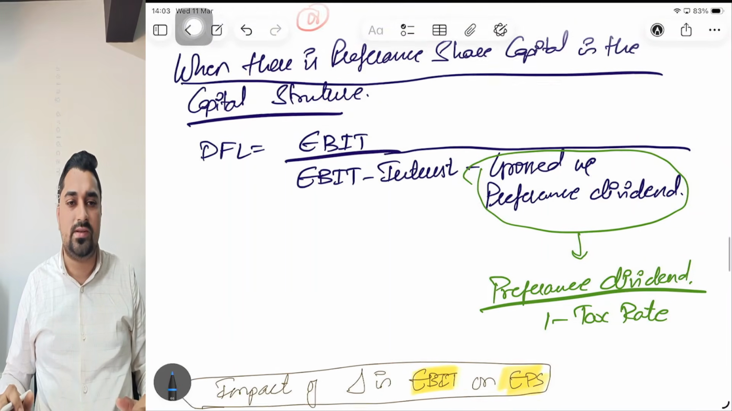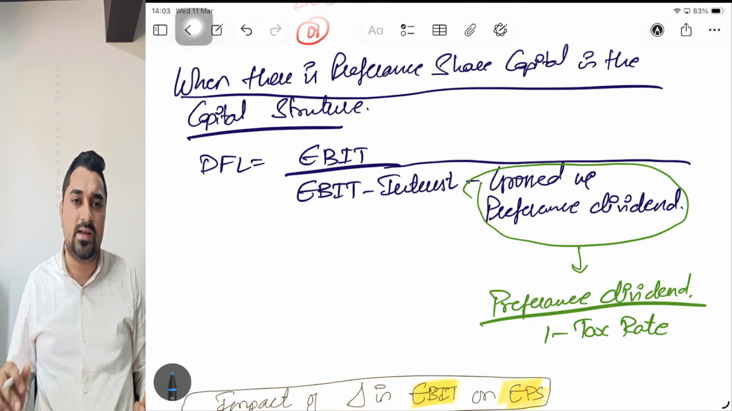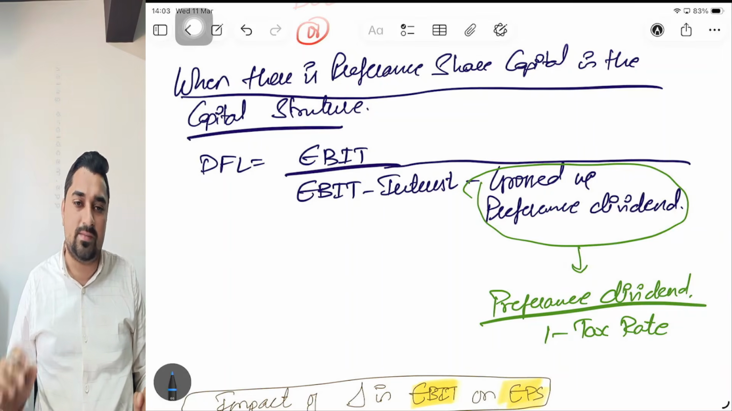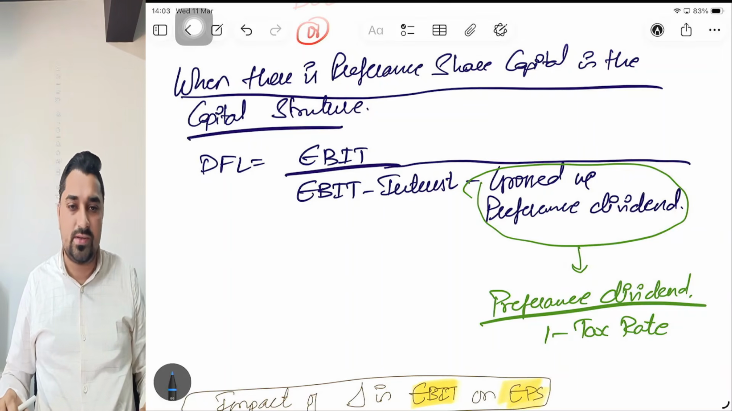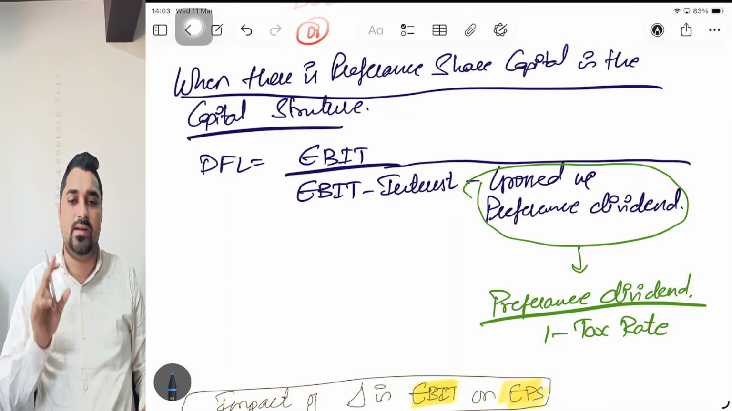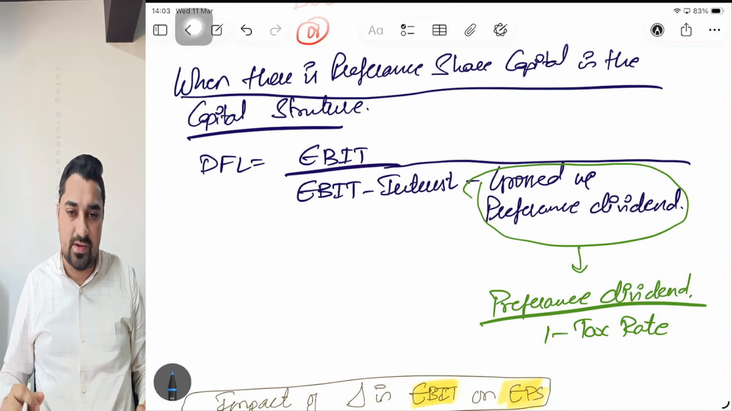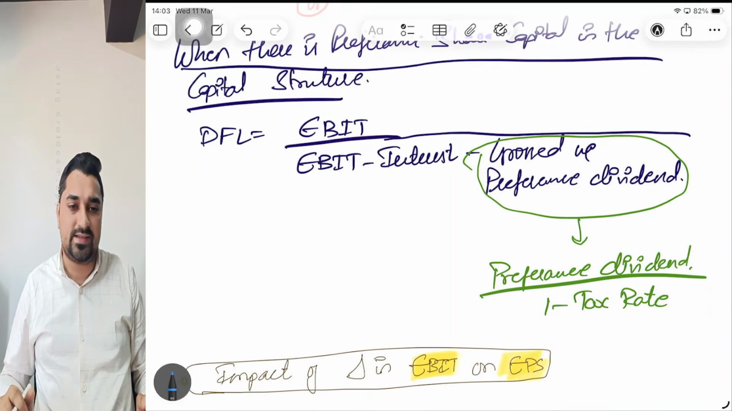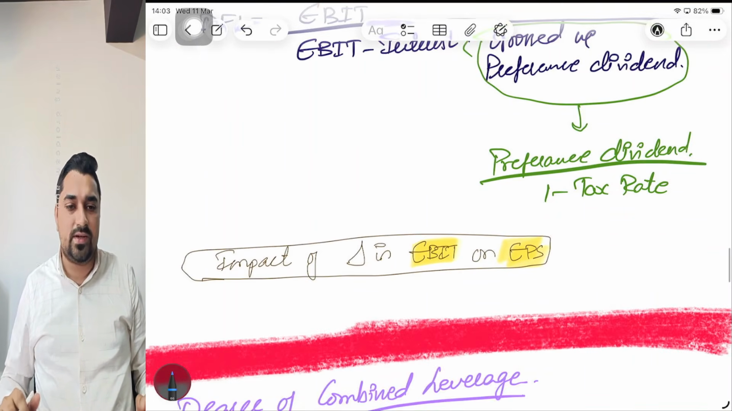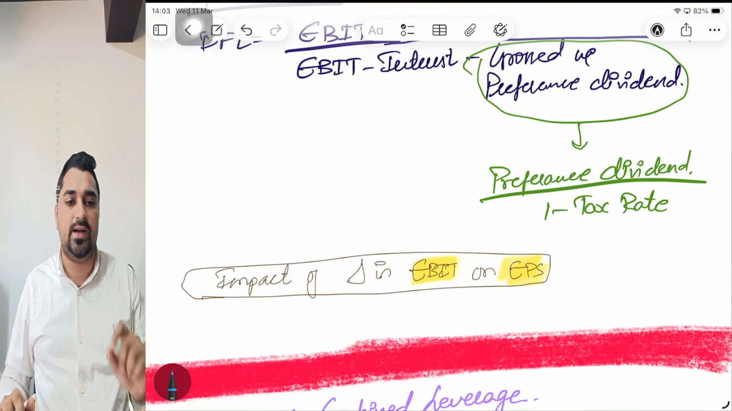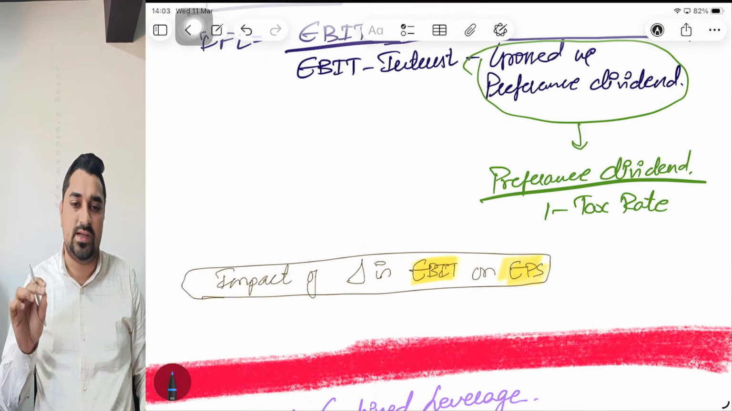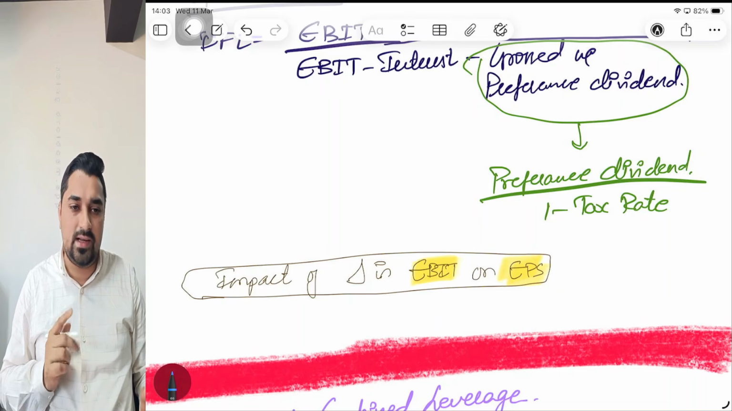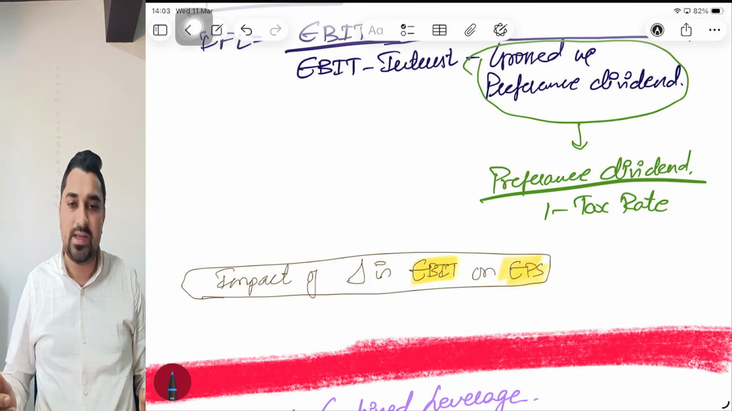Very simple. So what is the formula for financial leverage? If there is preference dividend also given in the question, or preference share capital is also part of your capital structure, it is degree of financial leverage equal to EBIT divided by EBIT minus interest minus grossed up preference dividend. Sir, how do you gross up? Preference dividend divided by 1 minus tax rate. So again, what does financial leverage measure? It measures the impact of change in EBIT on EPS. It means 1% change in EBIT will lead to how much percent change in EPS.